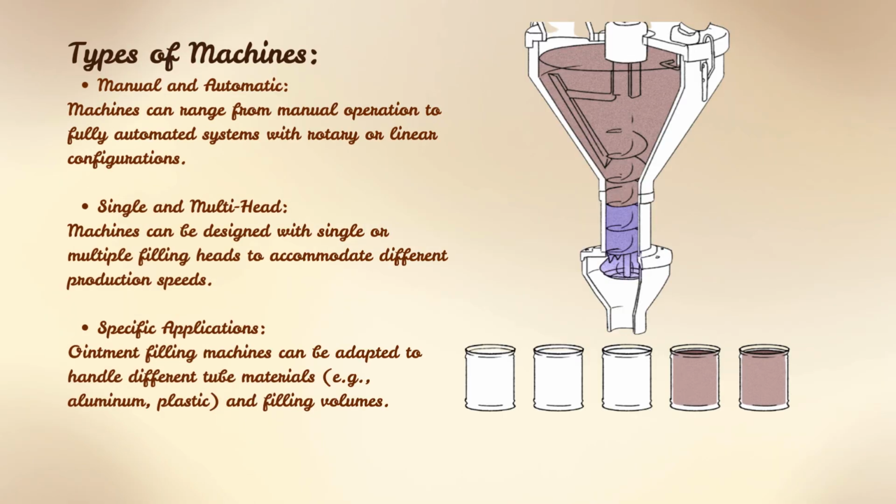Types of machines include manual and automatic, single and multi-head, and specific application. Manual and automatic come with a rotary or linear configuration. Single and multi-head come with single and multiple filling options. Specific applications involve handling methodology and handling materials like aluminum and plastic.